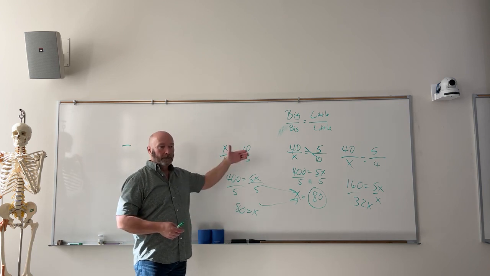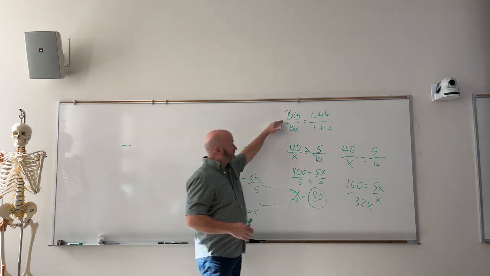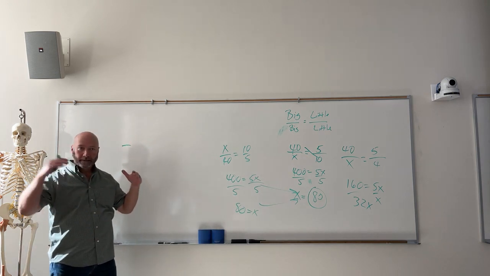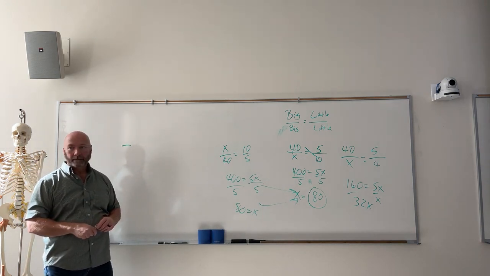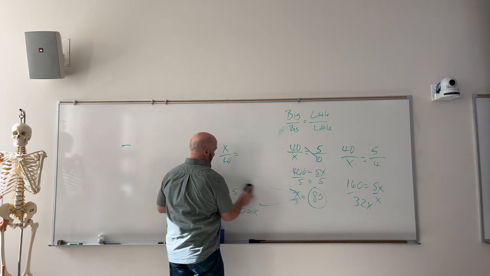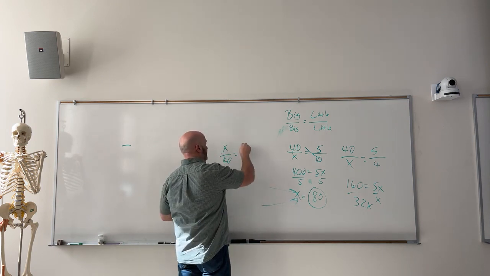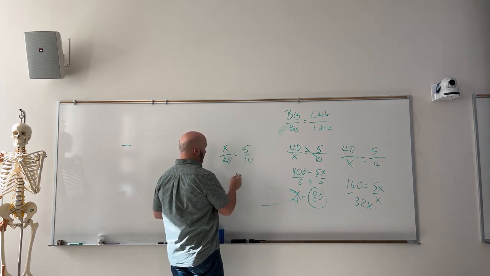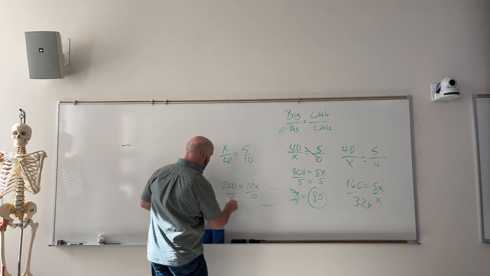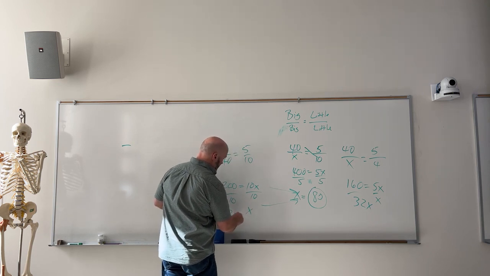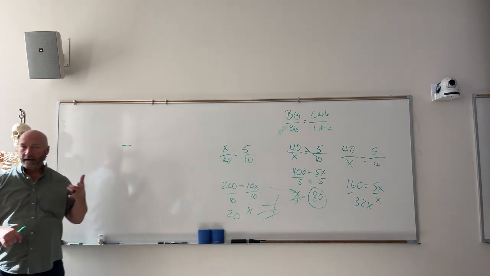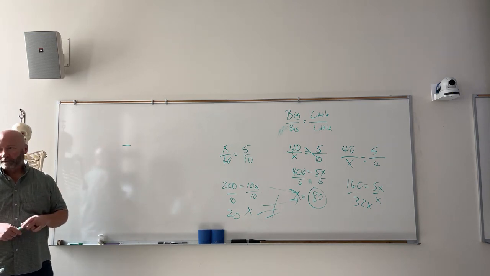Okay? Big over big, little over little, compare the same type of measurement, vertical to vertical, horizontal to horizontal. Big, little, it doesn't matter how you set it up, you're going to get it right. Now, what happens if I flip just one side of it? Five over 10. Now I've got 200 equals 10x. Divide both sides by 10, and x is equal to 20. Does that equal that? The answer is no. Okay, invert one side, bad. Invert both sides, you're still fine.